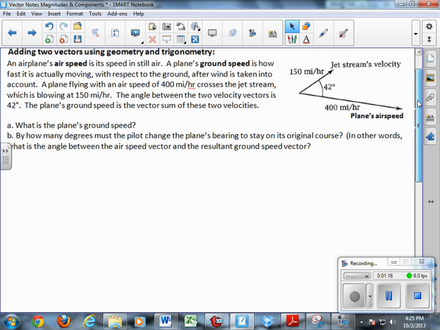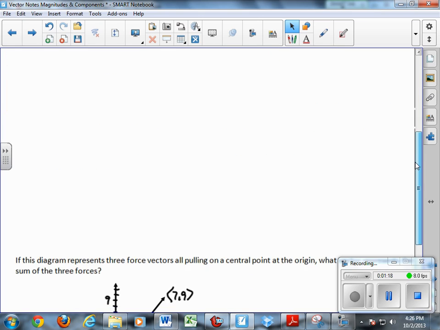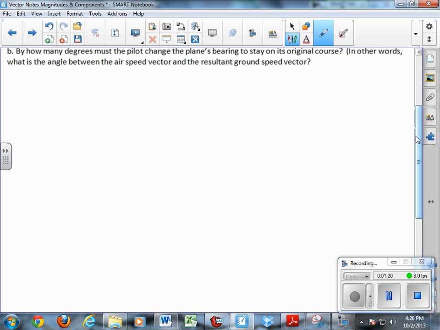I have this little diagram here, so I'm going to copy this down. I'm going to call this vector W for the wind, and that is 150. So that's my wind. Then I have the vector that is the plane's speed, which is 400, and here's the angle in between, which is 42 degrees.